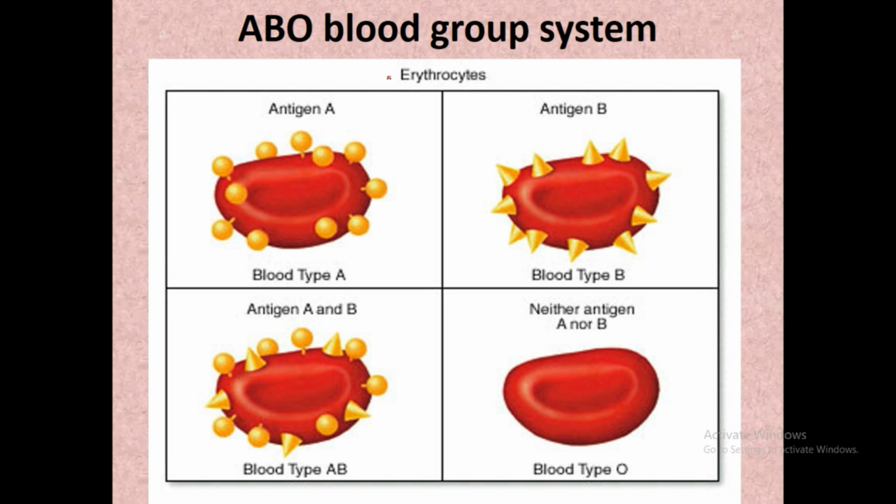ABO blood grouping system. The person having antigen A on the surface of RBC has blood group A type. The person having antigen B on the surface of RBC has blood group B type. A person having both antigen A and B present on the surface of RBC has blood type AB. And the person who has neither antigen A nor B on the surface of RBC has blood type O.